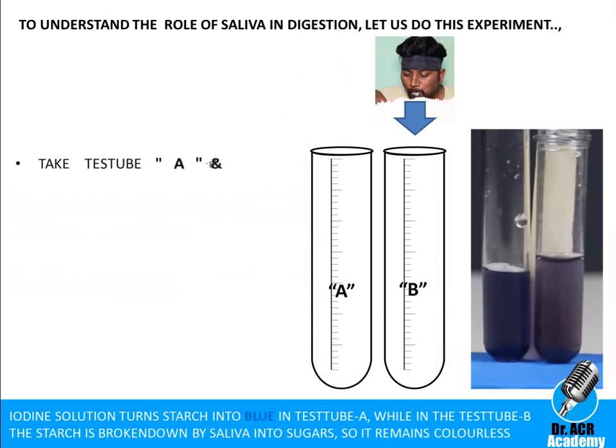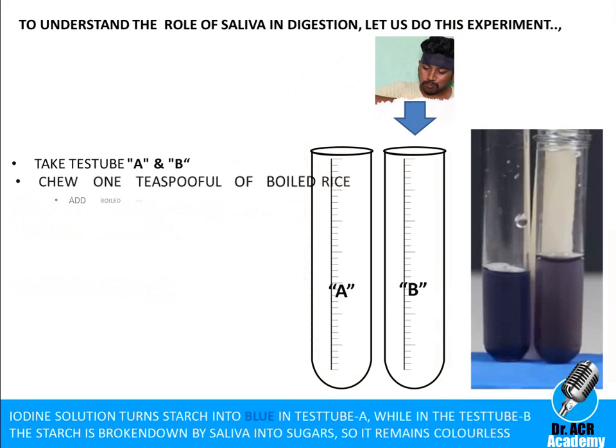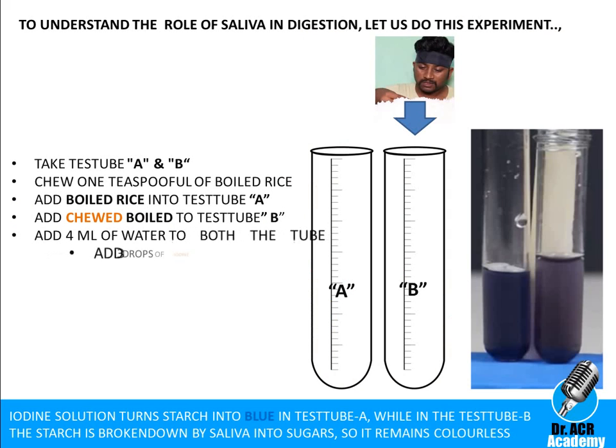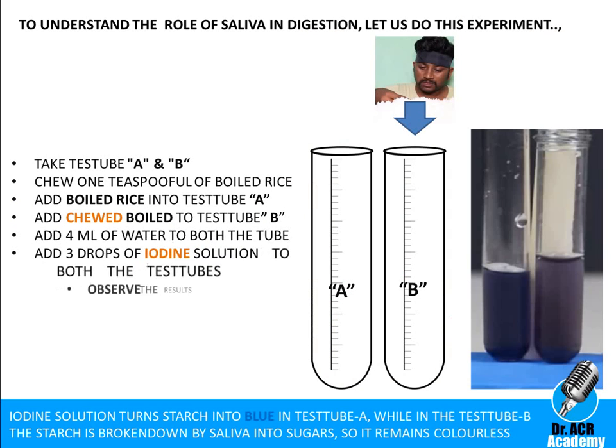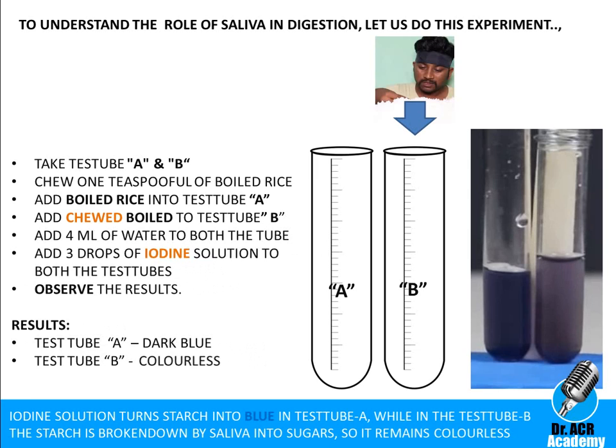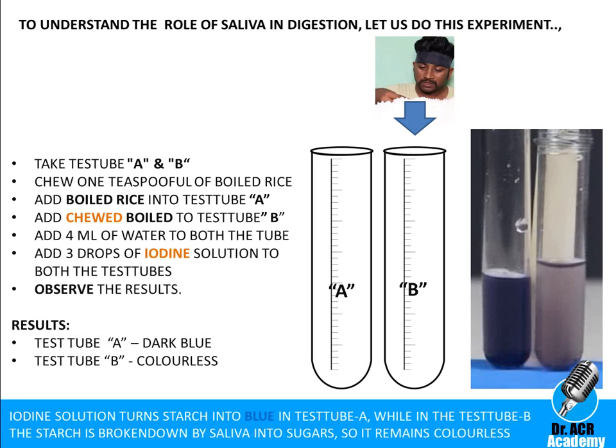To understand the role of saliva in digestion, let's do one experiment. Take test tubes A and B. Chew 1 tablespoon of boiled rice. Add a tablespoon of boiled rice to test tube A. Add chewed boiled rice to test tube B. Add 4 ml of water in both of the test tubes and add 3 drops of iodine solution to both of the test tubes. Let's see the results.